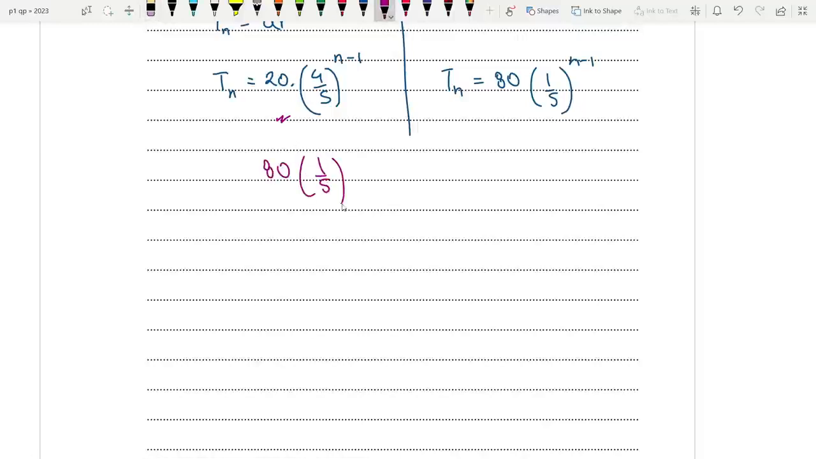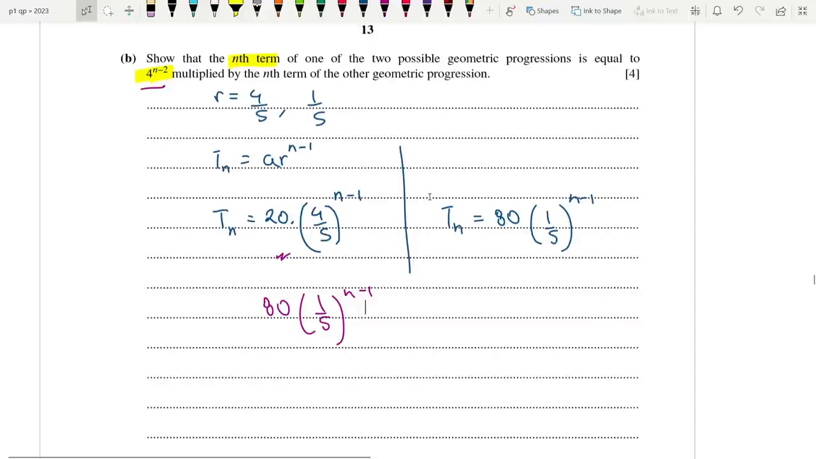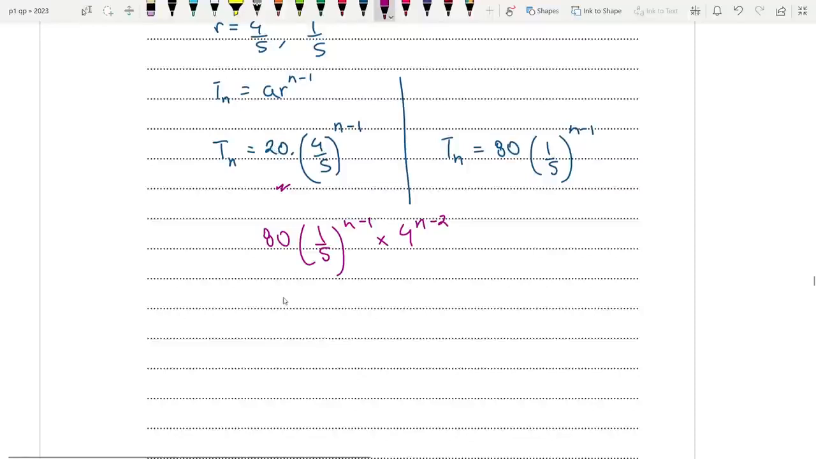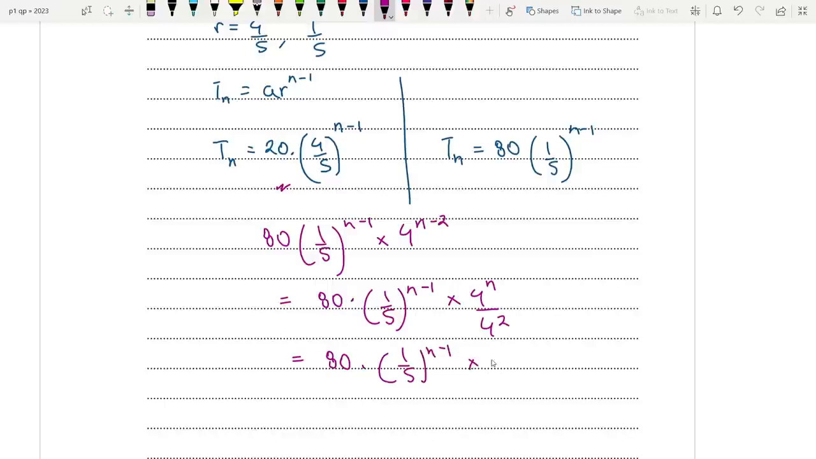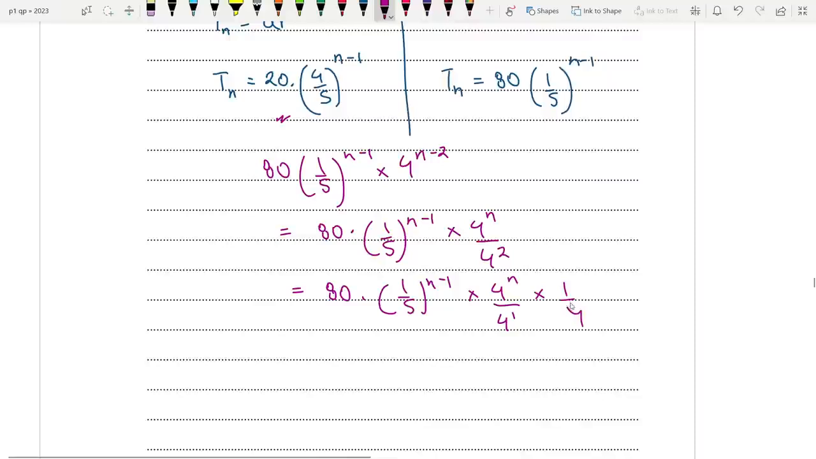So since it wasn't working, I need to try it this way. 80 times 1 by 5 to the power n minus 1 into what? 4 to the power n minus 2. We're going to show that it is equal to the one on the left. So I can write this as 80 times 1 by 5 to the power n minus 1 times 4 to the power n by 4 square. Or I can write this as 80 times 1 by 5 to the power n minus 1 into 4 to the power n divided by 4 to the power 1 into 1 by 4. I just split one of those 4's. I took out the square and wrote it as 1 by 4 into 1 by 4. Now I can get rid of this. This and this can be reduced.